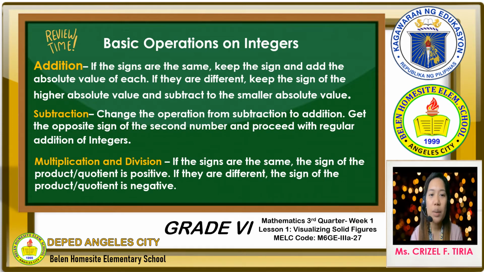For multiplication and division of integers, if the signs are the same, the sign of the product or the quotient is positive. If they are different, the sign of the product or quotient is negative. Very good! You still remember?